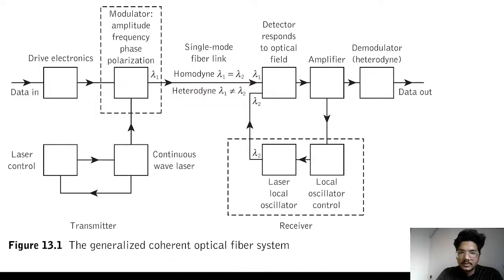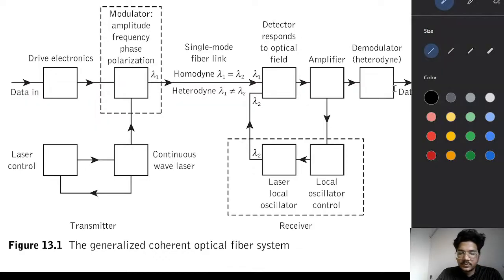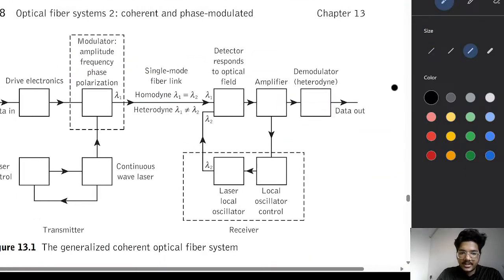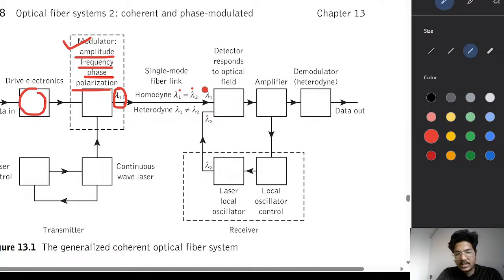So here is the block diagram of the coherent one. Data is transmitted inside the electronic devices. After the modulator, the amplitude, frequency, phase and polarization is checked. And this is lambda 1. If it is homodyne, then lambda 1, lambda 2 and all are equal. If it is heterodyne, then lambda 1 is not equal to lambda 2.